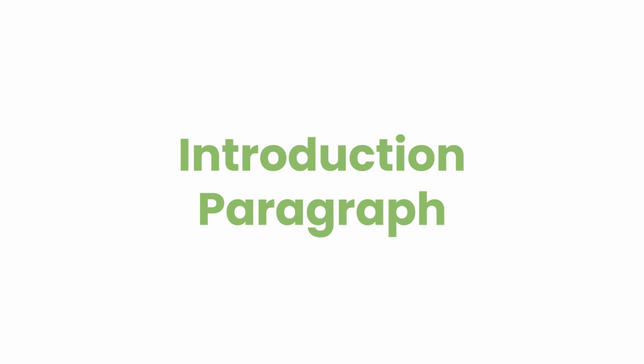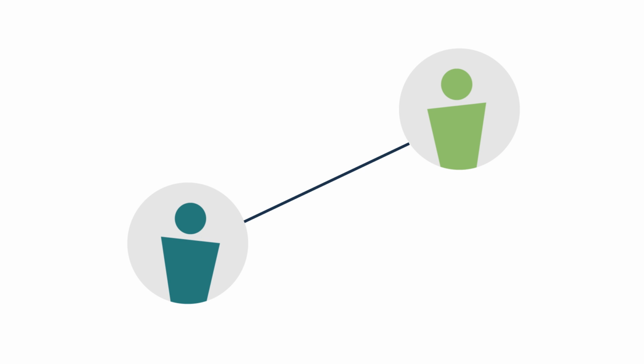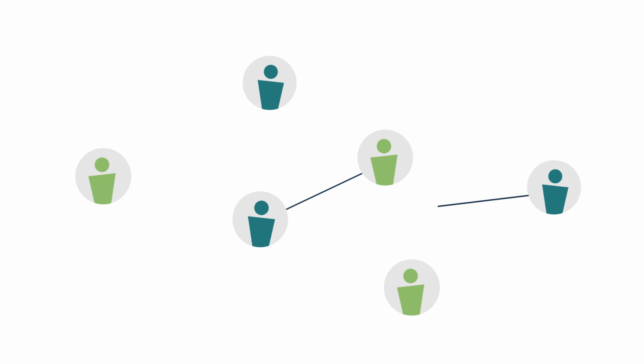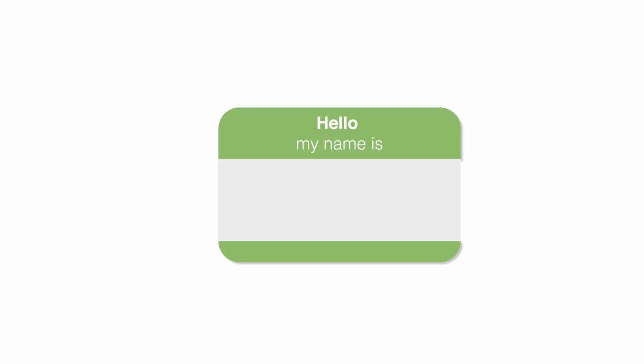The introduction paragraph describes why you are writing, so you should specifically mention the position and the company you are applying to. In this paragraph, you will want to make a connection with the reader by mentioning a common professional acquaintance or by expressing your interest in the organization. Always be sure to ask for permission to include this person's name in your cover letter. Do not start your introduction paragraph with, "Hello, my name is."